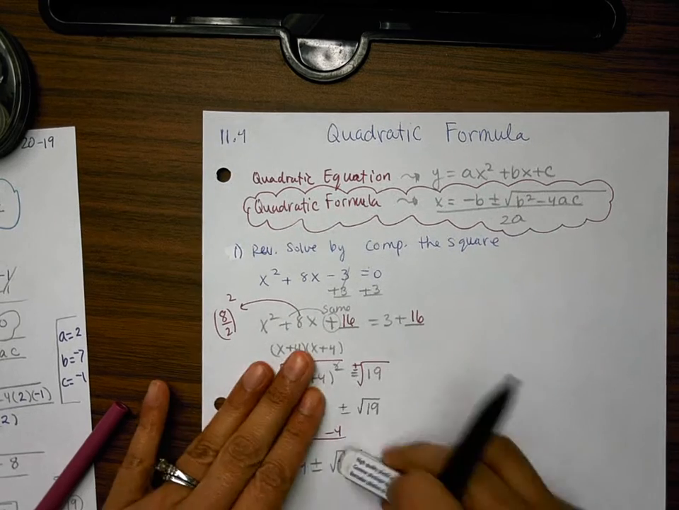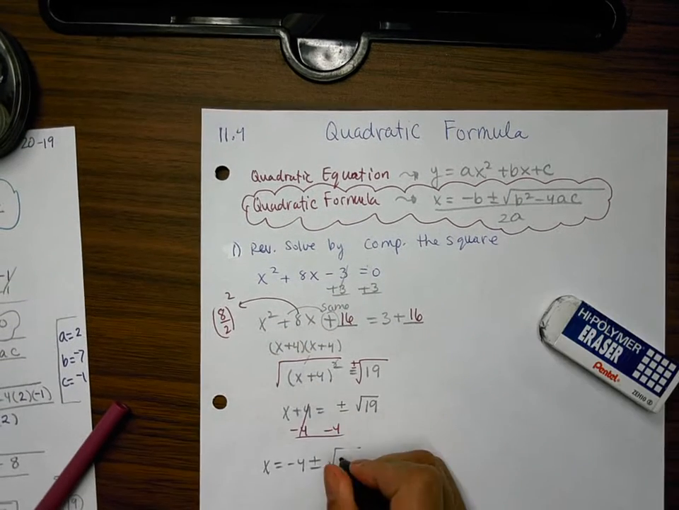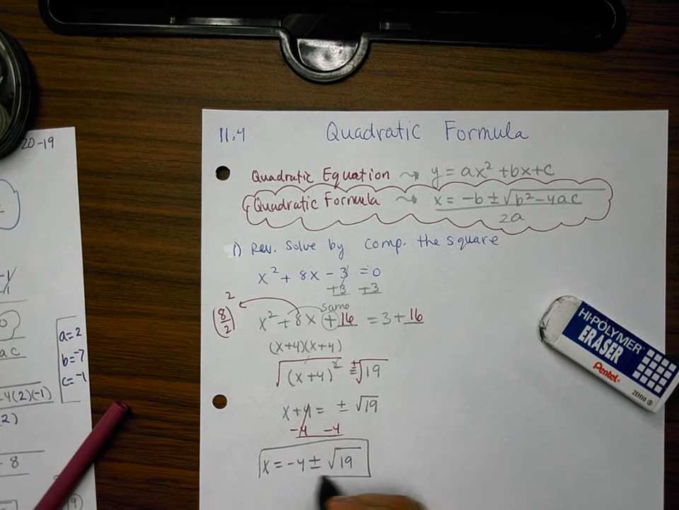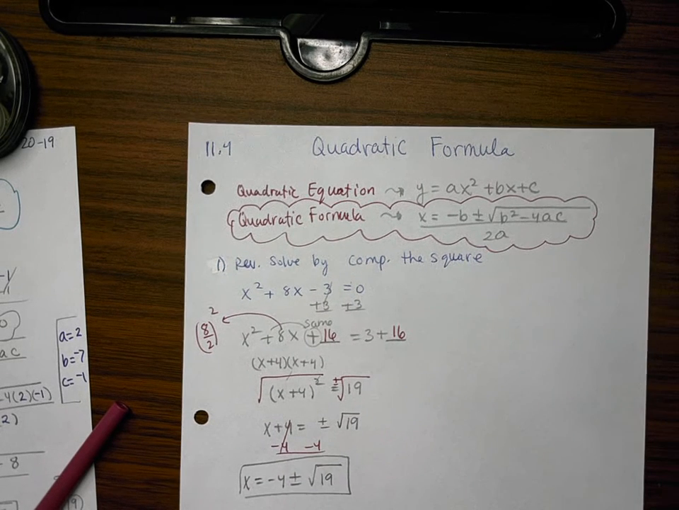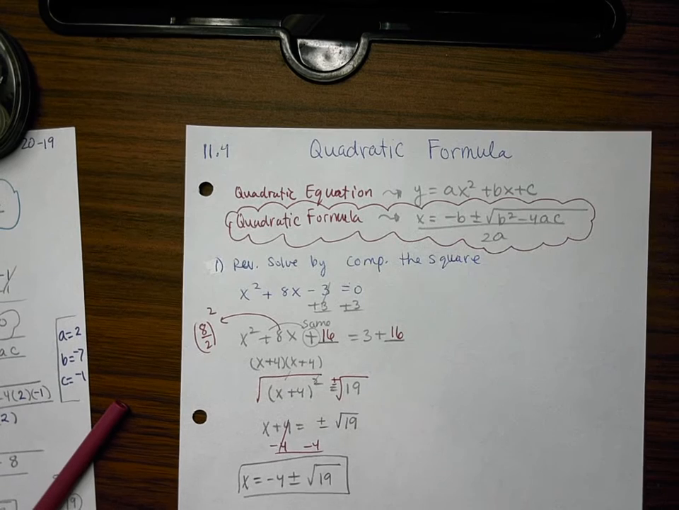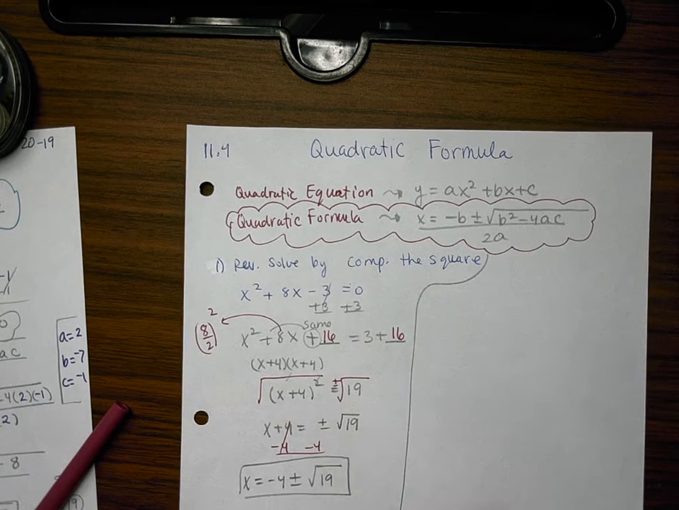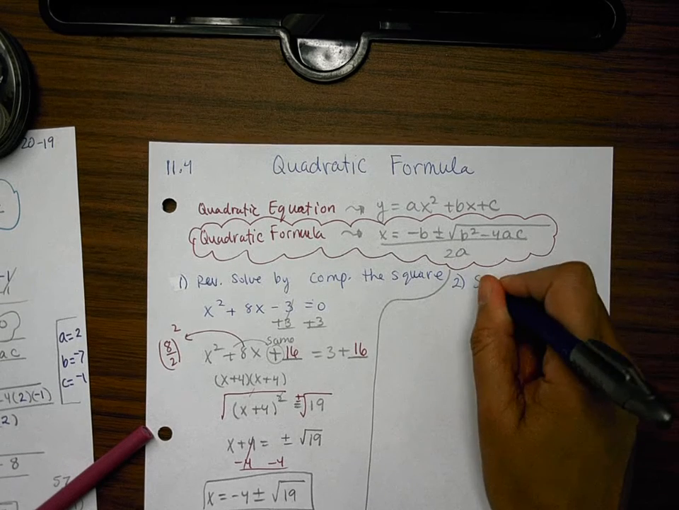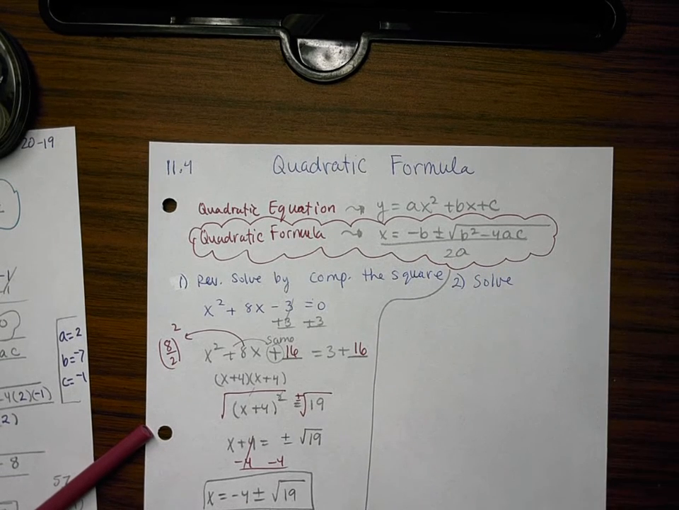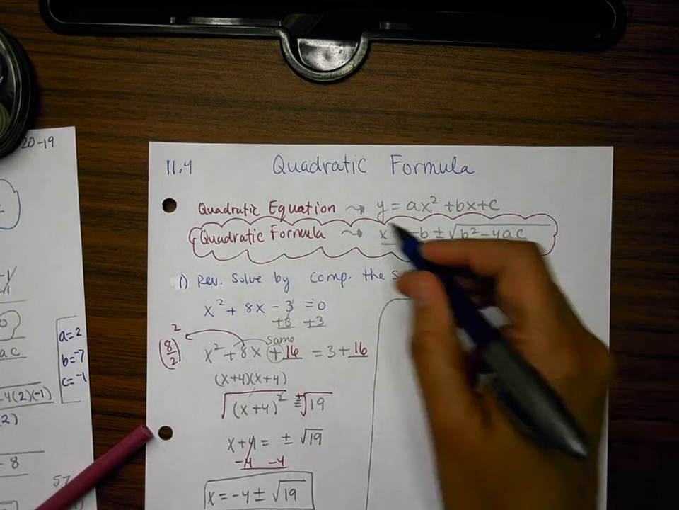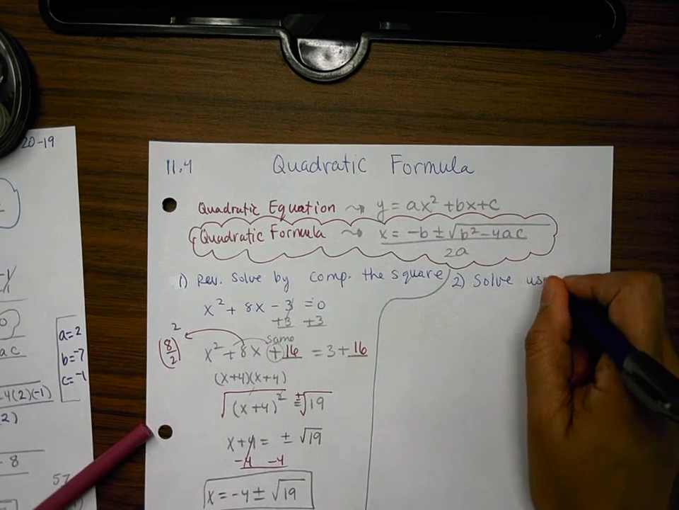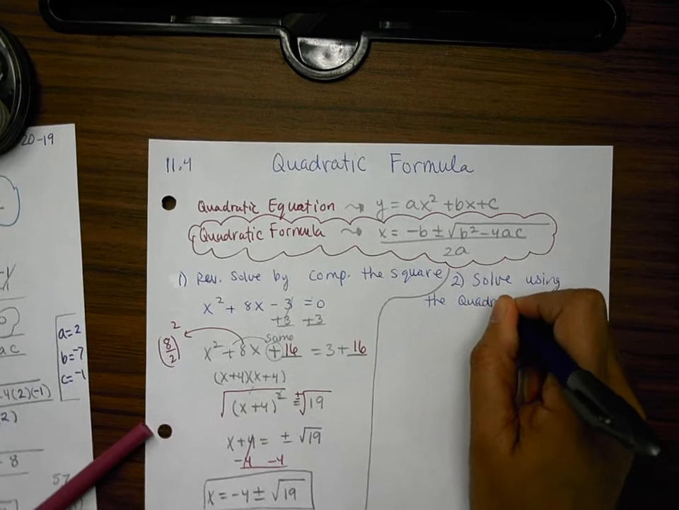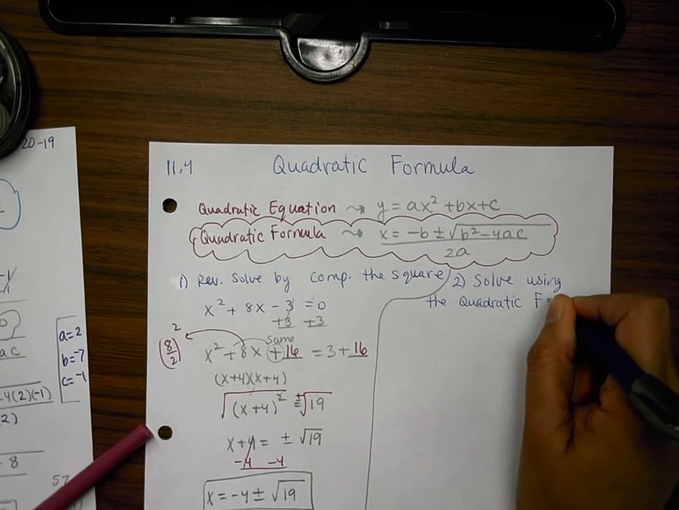And since 19 is in a radical and it's not a perfect square, there are no like terms. This here is your final answer: negative 4 plus or minus root 19. Okay? That there is review. Number 2, we're going to do the same problem, but this time solve using the quadratic formula.